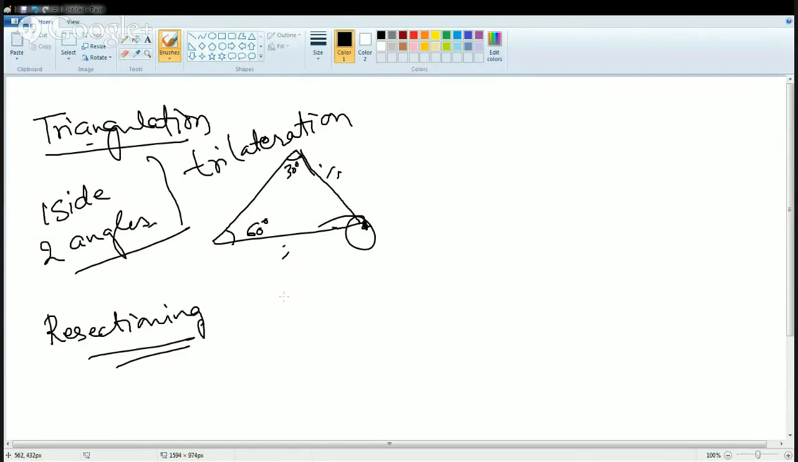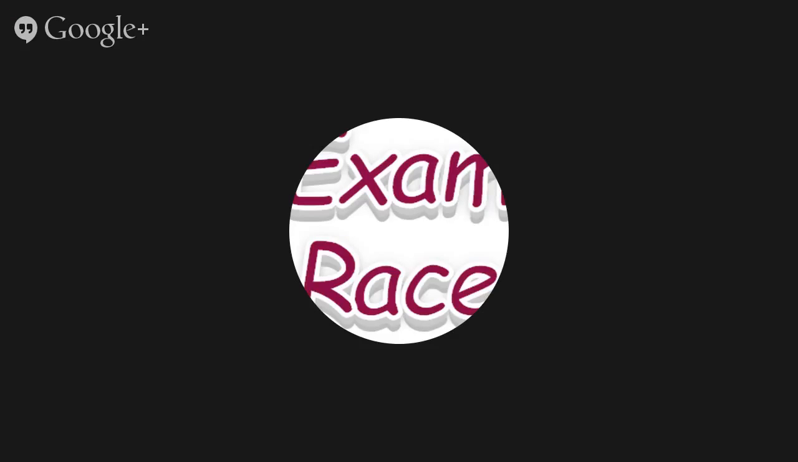Triangulation was a common method till GPS came in. So after the invention of GPS, the global positioning system, triangulation use and application have reduced significantly. The next common method that we use is theodolite survey.